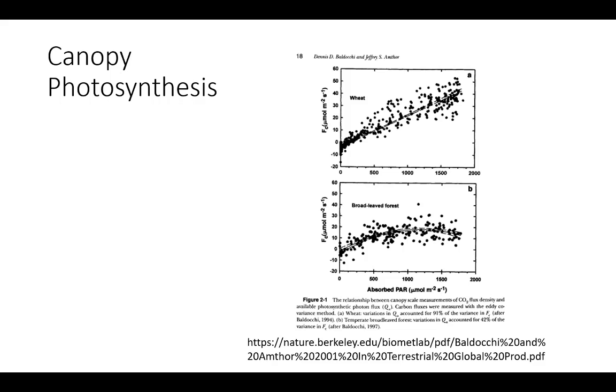Canopy photosynthesis, obviously, that's huge. And we know that photosynthesis for different kinds of plants reacts differently to different levels and quantities of photosynthetically active radiation. Here we see a wheat plant. As the absorbed PAR goes up, that's photosynthetically active radiation, we see a fairly linear response, whereas in more broad-leafed forest plants, we often see a flattened response. This is the difference between grasses versus more deciduous or broad-leaf plants. So it's an evolutionary trait. So it's a really huge area of interest, and there's been lots and lots of research done on this topic.